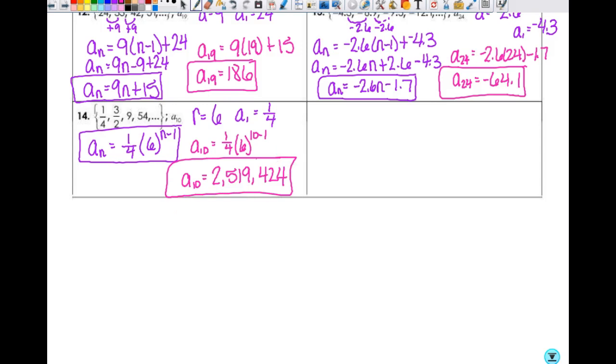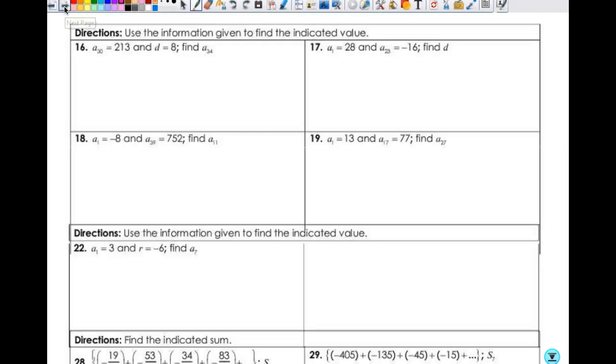Okay. All right, on the back. It says use the information to find the indicated value. So if I am given an A value and a D value, then I know that I am dealing with arithmetic. And I need to find A34. Well, in order for me to find A34, I have A30 and I have D, so I'm going to have to find A1 so I can come up with my rule. So I have to start with this 30 thing, right?